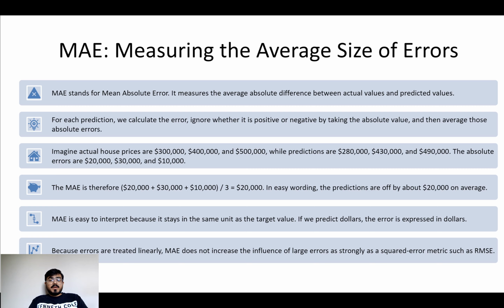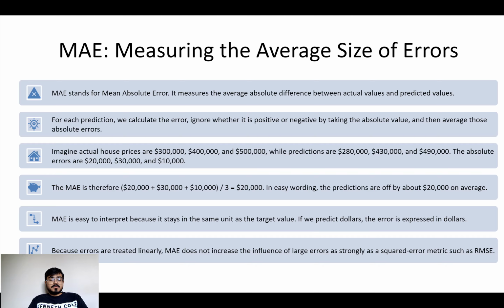So now we understand the difference between classification and regression. Let's learn our first regression evaluation metric, called MAE, which stands for mean absolute error. MAE measures how far the model's predictions are from the actual values on average. The word absolute is important because it means we only care about the size of the error, not whether the prediction is higher or lower than the actual value.